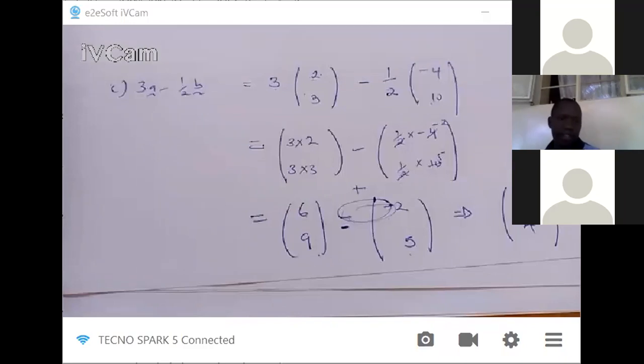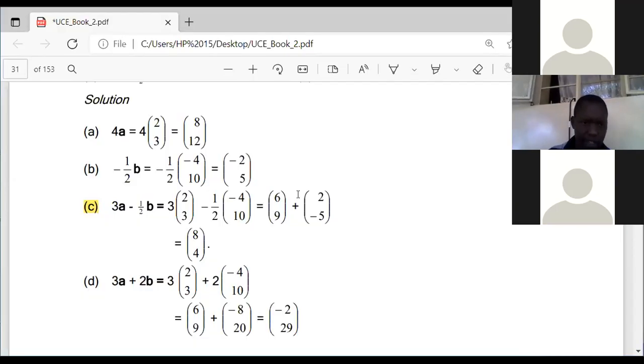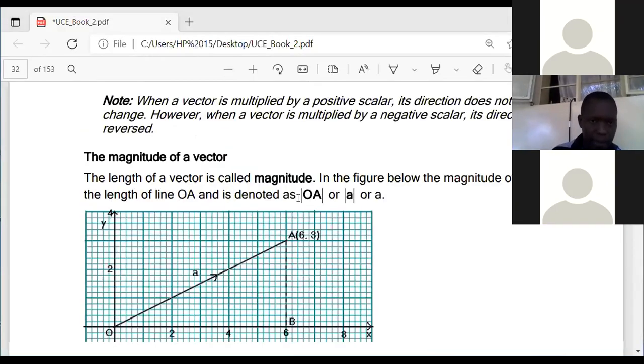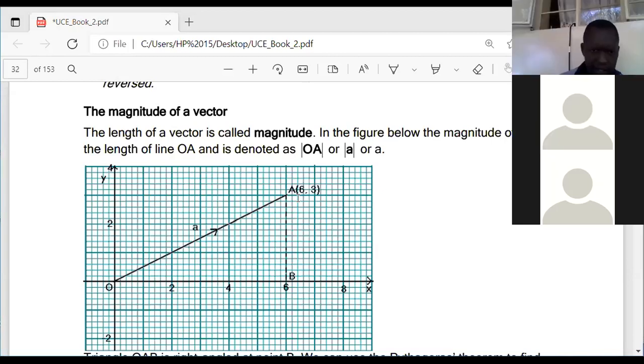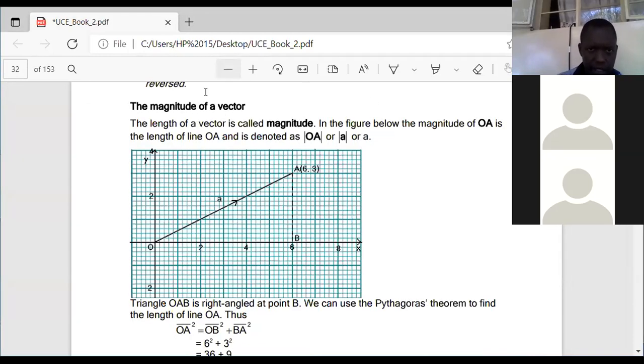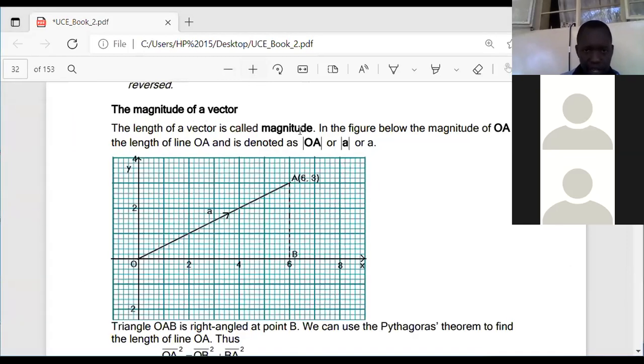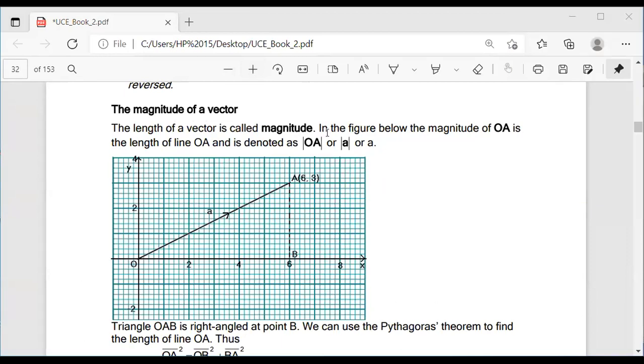Now, let us proceed again and look at what you're supposed to do. The next thing is magnitude of vectors. So they are saying that, I may zoom out a bit. They are saying that the length of a vector is called magnitude.